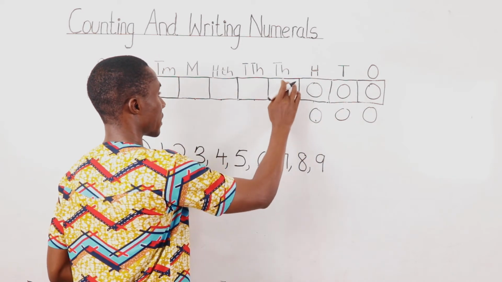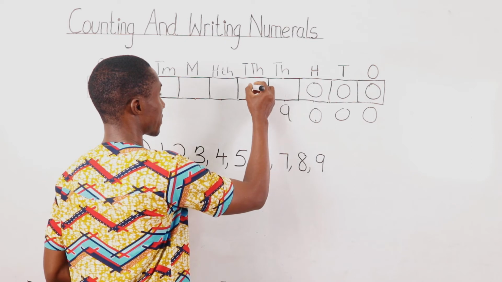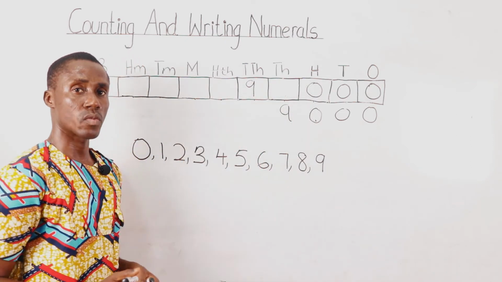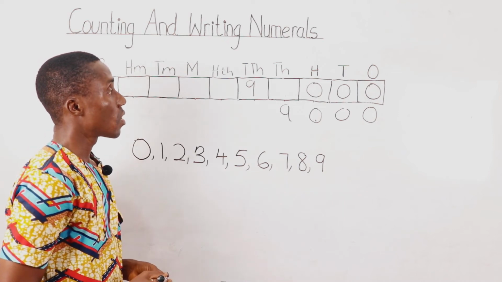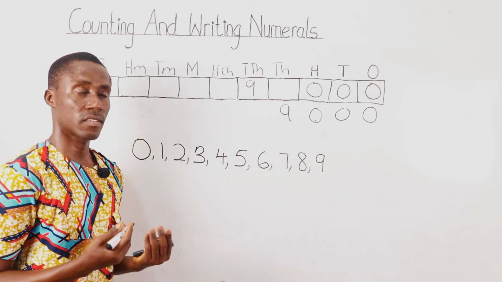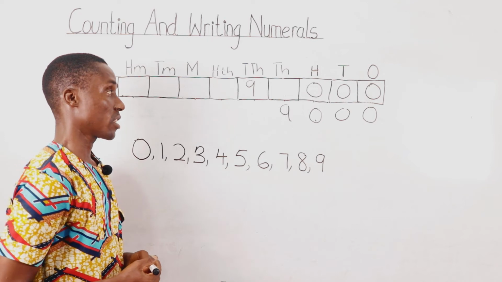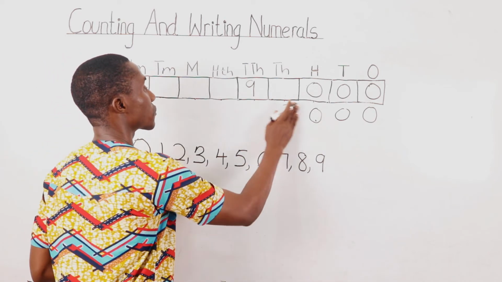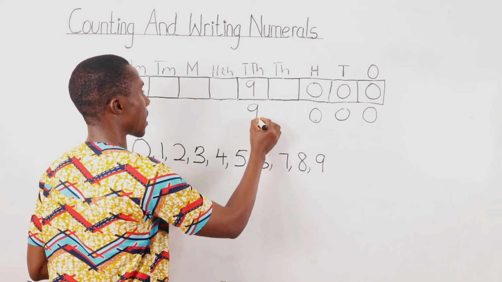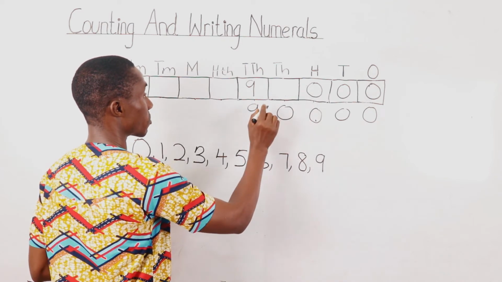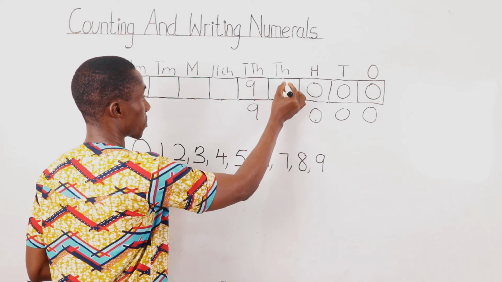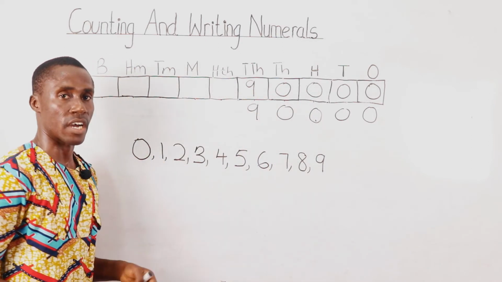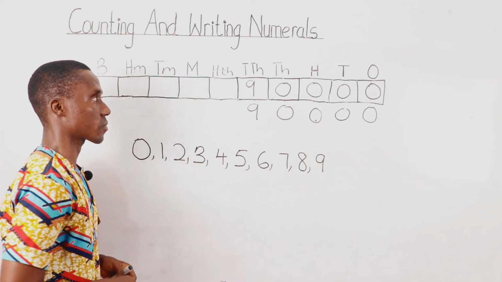If 9 is to be in the 10,000s place, then the 9 will stand for 90,000. And therefore we are going to have the number 90,000. The thousands place will also be 0 to show that we have the number 90,000.